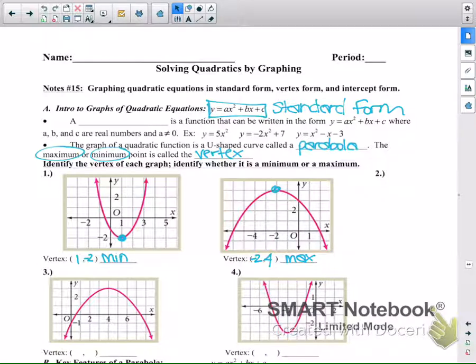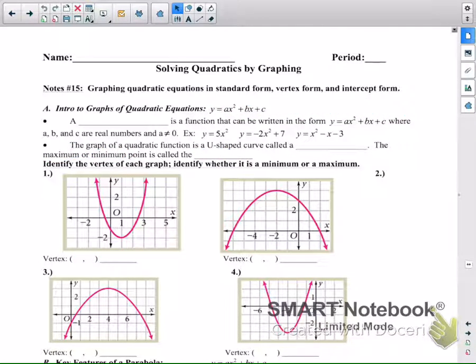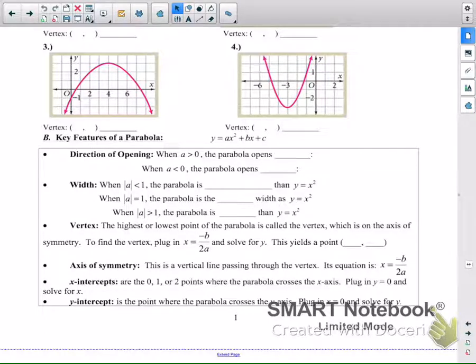All right. So some key features that we talk about with them, you do need to know whether they open up or down based off of the equation. And you do need to know a little bit more about them. We're going to talk about the width, but we're just going to use that in general graphing. We're not going to do a whole lot of specifics with it. So the first thing you need to know is direction of opening. When a is greater than 0, the parabola opens up. When a is less than 0, it opens down.